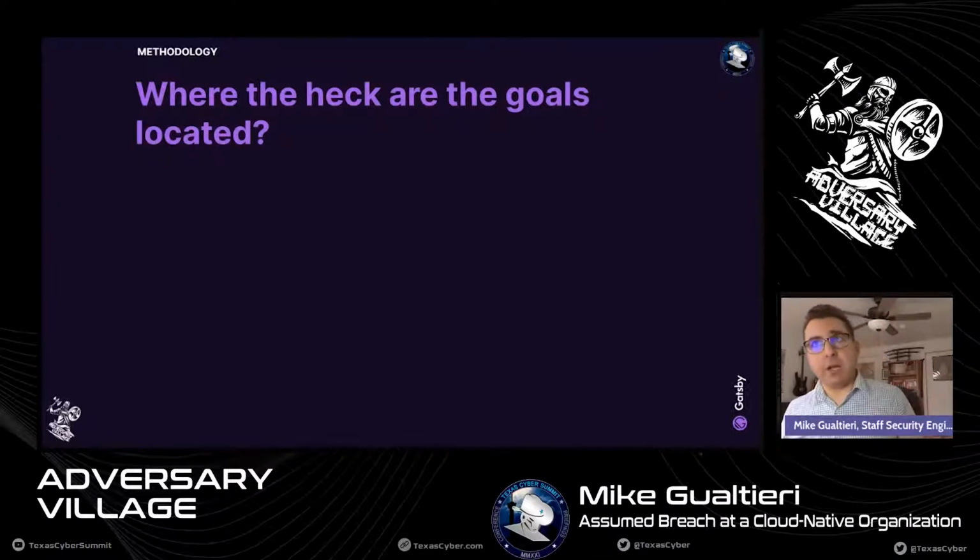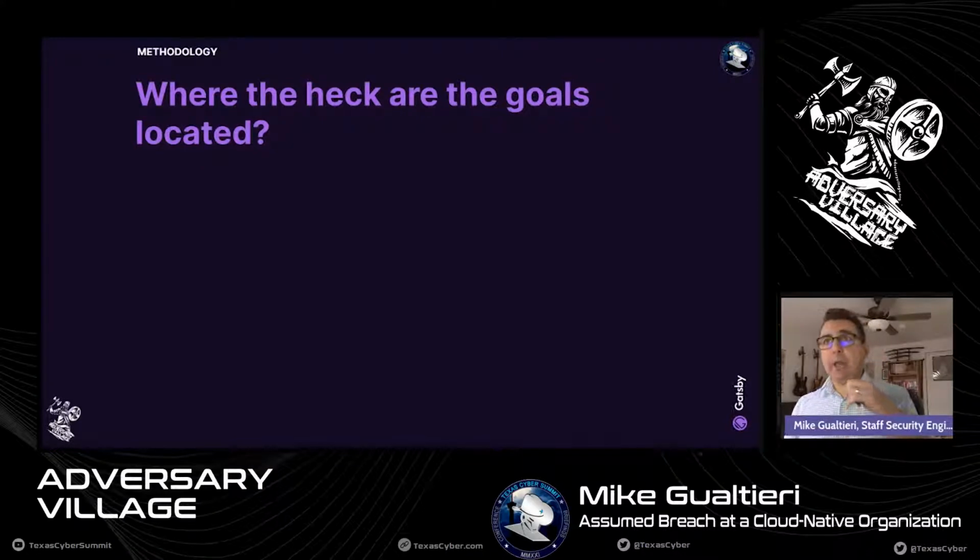Our second step here: where the heck are the goals located? For a traditional pen test, it's often a shared drive owned by a permission group or some type of internal database application that will have the data we're trying to access for the goal. For a cloud native organization, it's a lot more likely there's going to be some segmentation between you and that goal. So we'll use our previous knowledge of the organizational architecture to chart some likely paths.